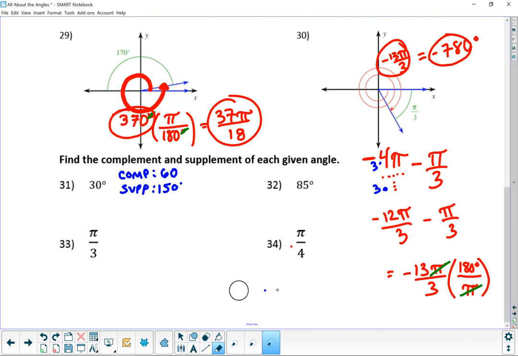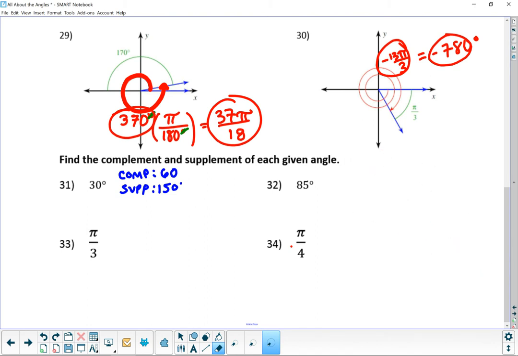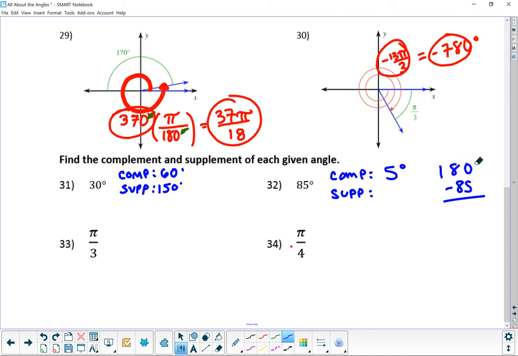Okay. So I may not be drawing the pictures anymore. I will just subtract that from the 90 or the 180. Okay, so 85 degrees. This one's pretty easy. For the complement, it is 90 minus 85, which gets you 5 degrees. And for the supplement, it is 180 minus 85.